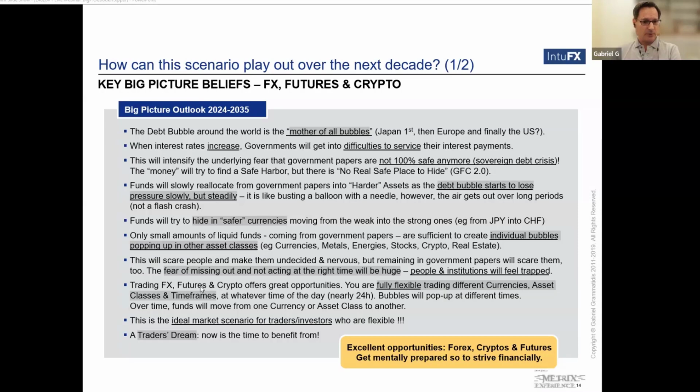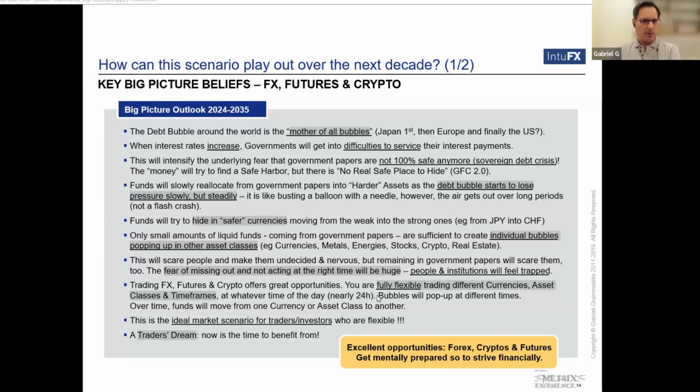The good thing with those asset classes is that they're fully flexible and you can trade different currencies, different asset classes, right, in futures, and different time frames, from the long-term time frames to the very short ones, down to the second chart. And these markets are 24-hour markets, nearly, right? And they can be traded around the world, which is nice. And they trade 24 hours a day, nearly.